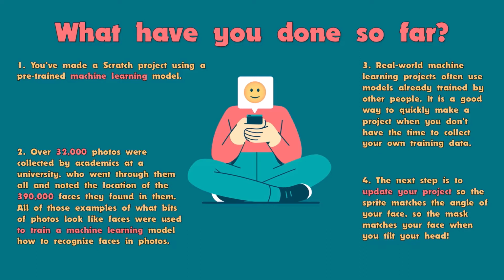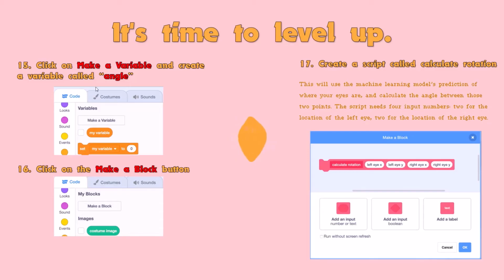And the next step after that in this phase of our class is to update your project so the sprite matches the angle of your face. You can see that the mask does not follow your face smoothly and correctly. So our mission right now is to update our mask so it will fit our head correctly. So let's do it. Really, it's time to level up.